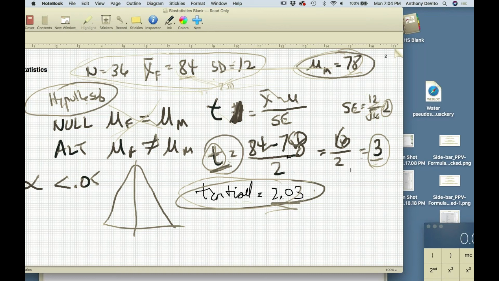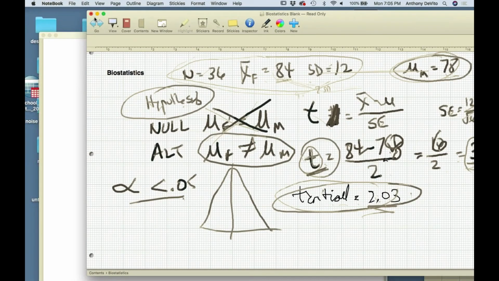So what that tells us is that there's less than 5% chance that you would get this big a difference between these two means if the null hypothesis were true. So since there's less than 5% chance that we would be wrong, we reject the null hypothesis and we accept the alternative hypothesis. This is called a single sample t-test.